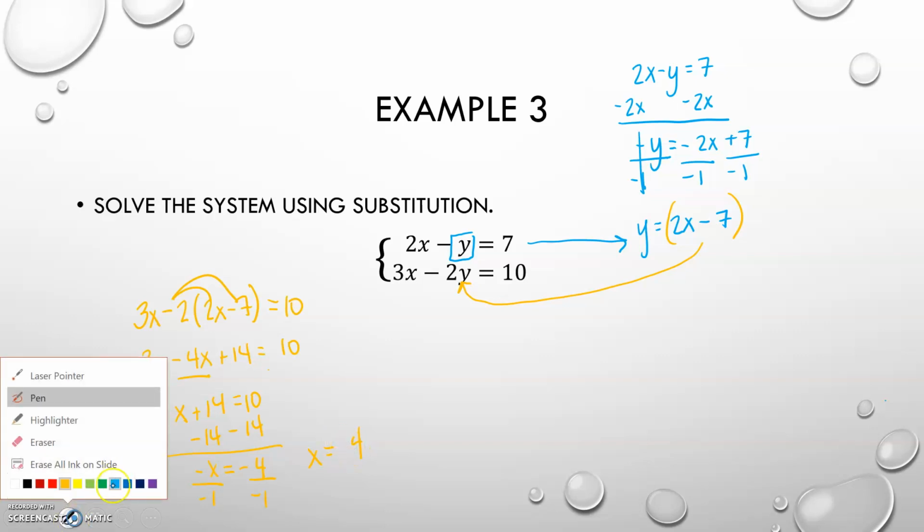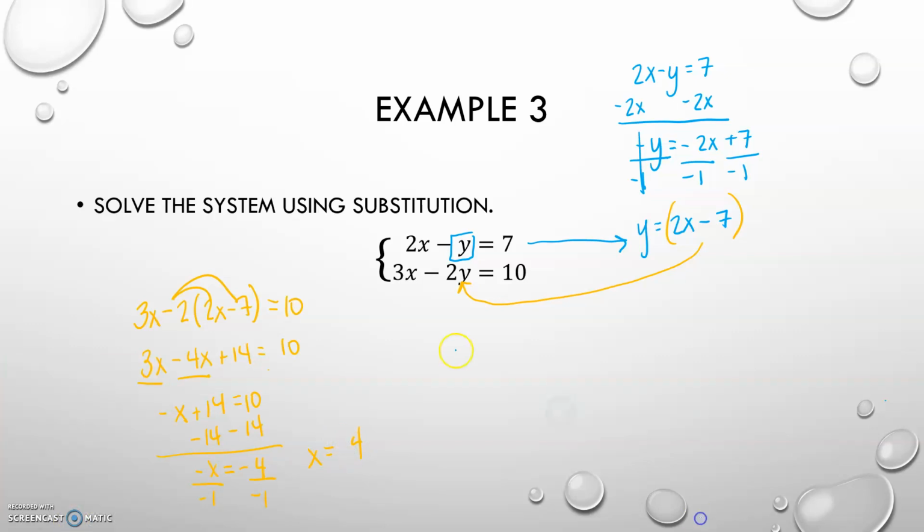And then I'm going to substitute in 4 into one of these two equations. And it really doesn't matter. I'm just going to pick the first one. Except instead of x, I'm going to put 4. 2 times 4 minus y equals 7. 8 minus y equals 7.